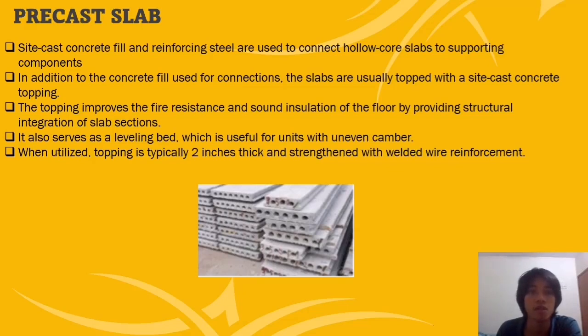In addition to the concrete fill used for connection, the slabs are usually topped with a cast concrete topping. The topping improves the fire resistance and sound insulation of the floor by providing structural integration of slab sections. It also serves as a leveling bed, which is useful for units with uneven camber. When utilized, topping is typically 2 inches thick and strengthened with weld wire reinforcement.